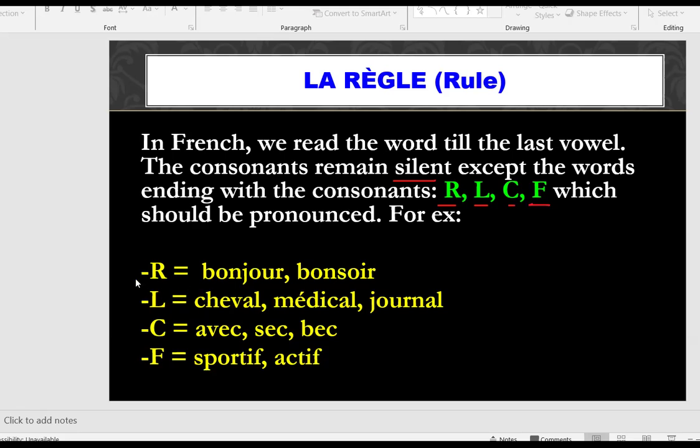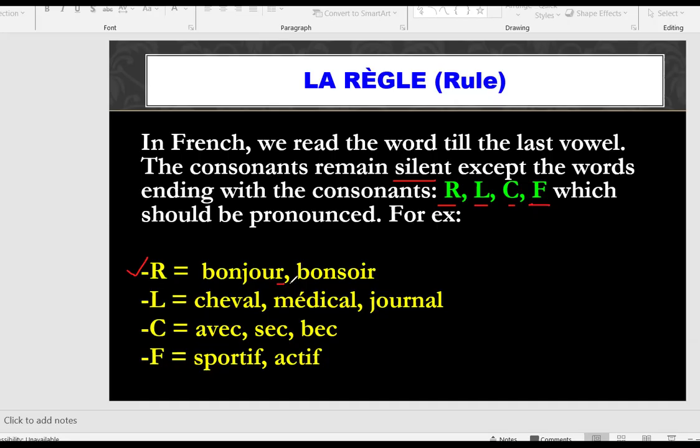For example, here we will read this word as bonjour. R has to be pronounced. If there was any other consonant apart from R, L, C, F, we would have just read it differently. We will see that shortly. But this is pronounced as bonjour.